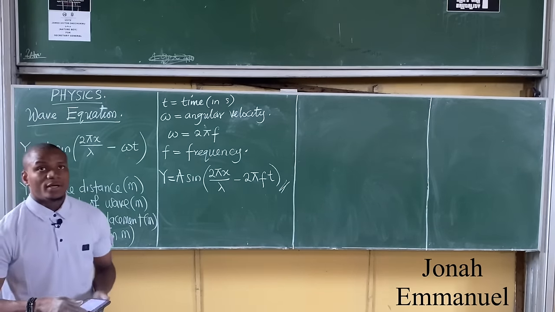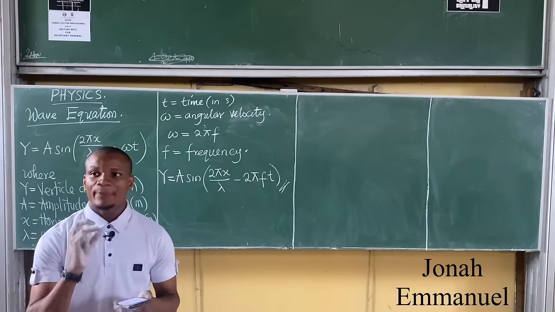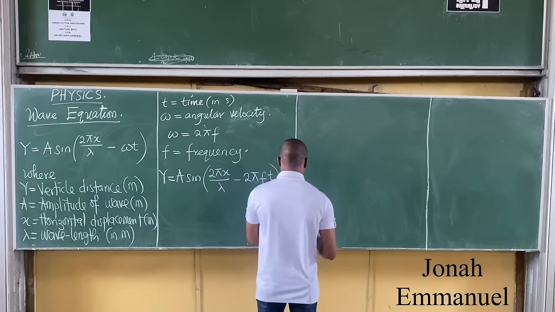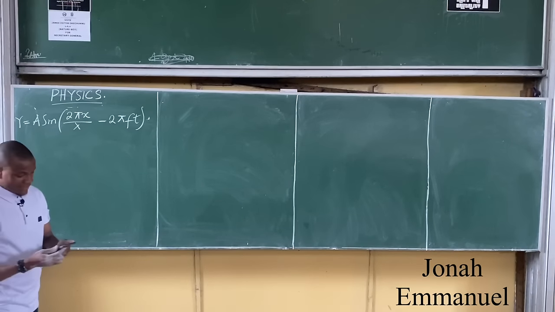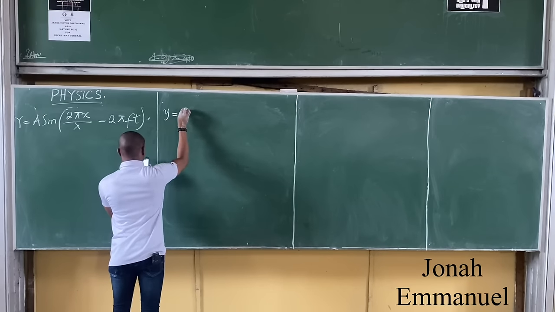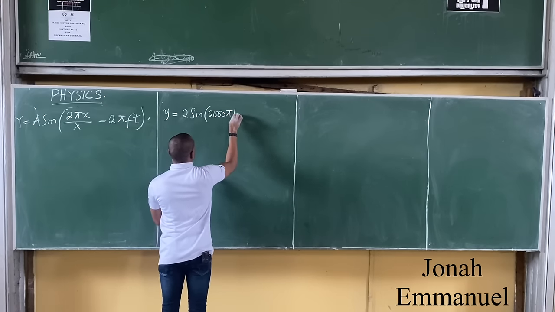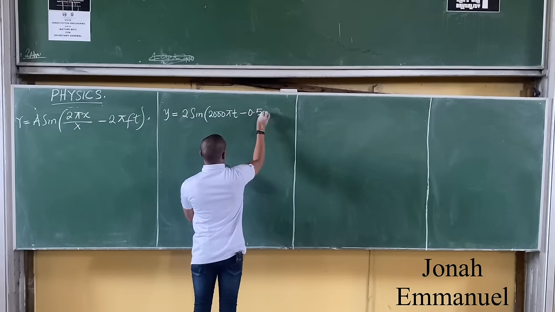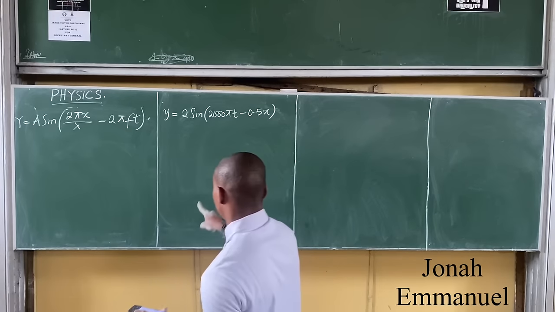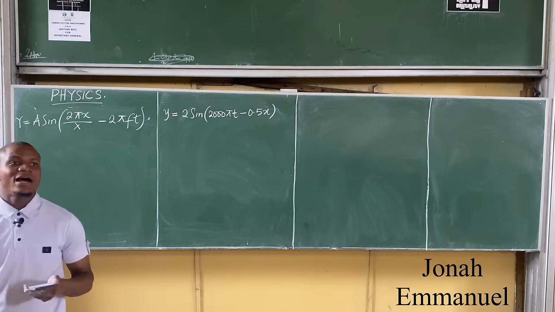Let's take an example here. A plane progressive wave is represented by the equation y is equal to 2 sine (2000 pi t minus 0.5 x), close the bracket, where the symbols have their usual meaning.